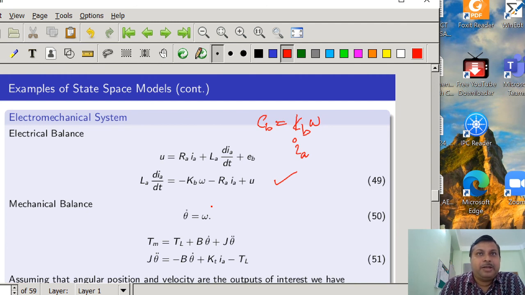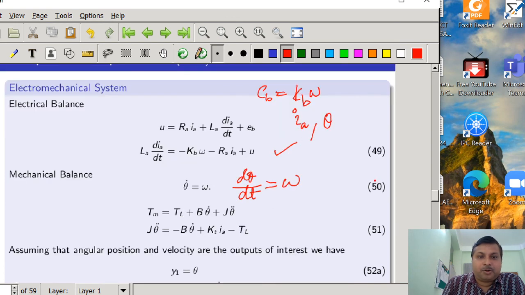dθ/dt is equal to ω. It means that here one first order differential equation is associated with the θ variable. So dθ/dt is equal to ω, so definitely θ will qualify as another state variable. Now we will write the torque equation.